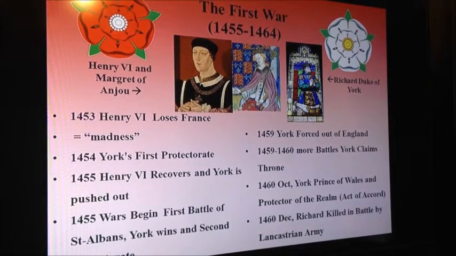So in 1454, Richard, the Duke of York, establishes his first protectorate, which means he's not the regent, but he becomes the de facto prime minister. He's running the government, while Henry is out of sorts. A year later, Henry VI recovers, and York is pushed out politically by Margaret of Anjou and Henry.